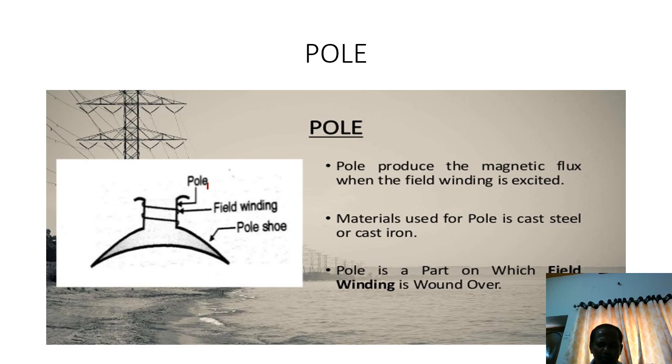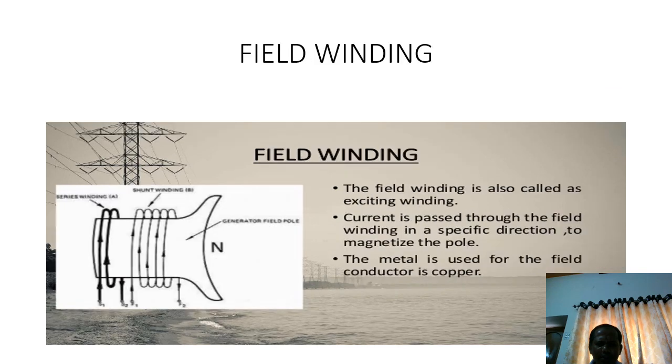Pole shoe serves two purposes. It distributes the magnetic flux uniformly in the air gap and reduces the reluctance of the magnetic path due to its larger cross section. It supports the field winding. Next one I am going to discuss is field winding. Field winding is located around the pole. Pole shoes are fastened to the surface of the pole. Next slide, we are going to discuss field winding.